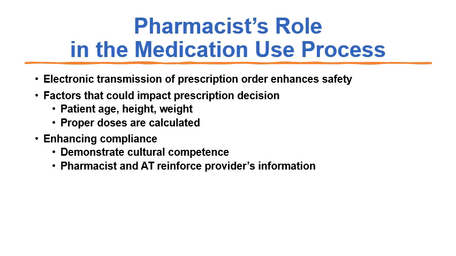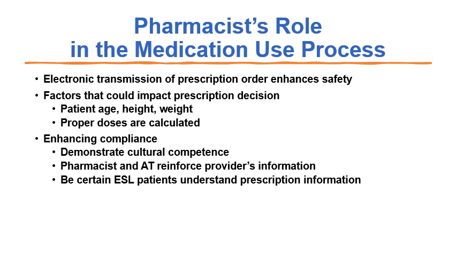The pharmacist and AT should reinforce the provider's information. So make sure that the patient is educated on how to take the drug and what to look out for. If English is a second language, make sure they understand the prescription information. That's one of the biggest issues that come about with medications, errors in how the medication gets taken. Make sure they're aware of that. If possible, enlist family member support and assistance. That could be very beneficial as well.